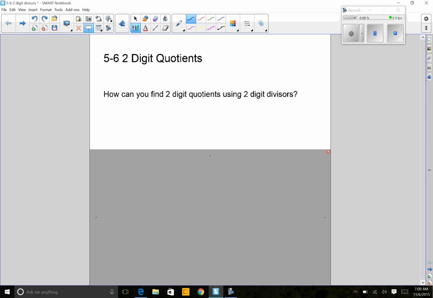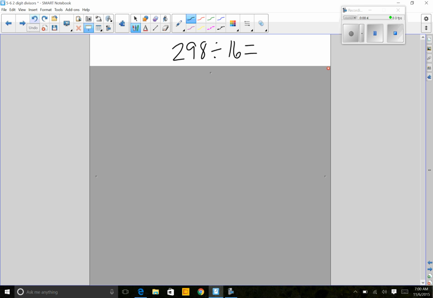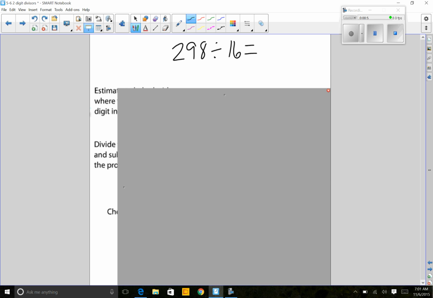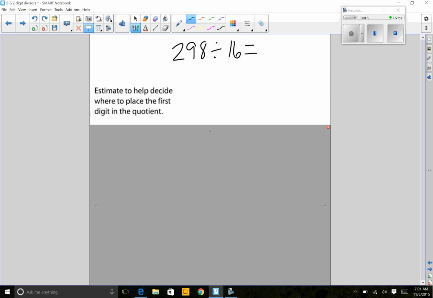So we've kind of eased you in by having you estimate, then do multiples of 10, and then do ones that have a one-digit quotient. And now we're going to go up to a two-digit quotient. So we're going to start with 298 divided by 16. And our first step, you should know at this point, is to estimate.